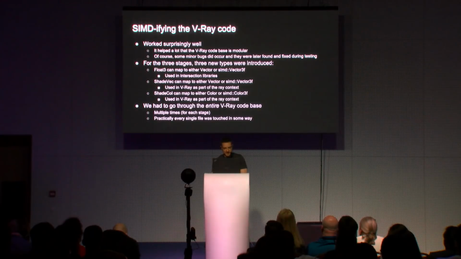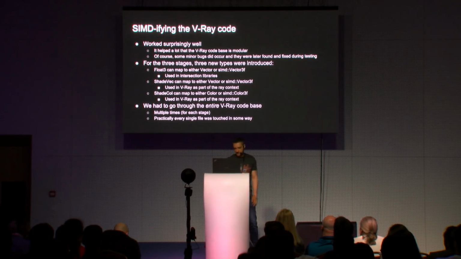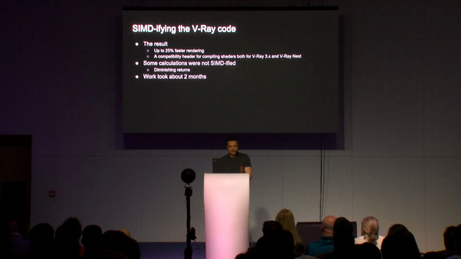And we ended up with 3 kind of typedefs that can map to either a SIMD or a non-SIMD version of some type. There's a float3 type that we use for our intersection code. There's a shade vector that we use in VRay as part of the ray context. And then there is a shade color. And there are other things as well, but these are the main types. And I had to go through the entire VRay code base several times, once for the float3, once for the shade vec, and once for the shade color. Most of the files were affected in this thing, but the result is worth it.